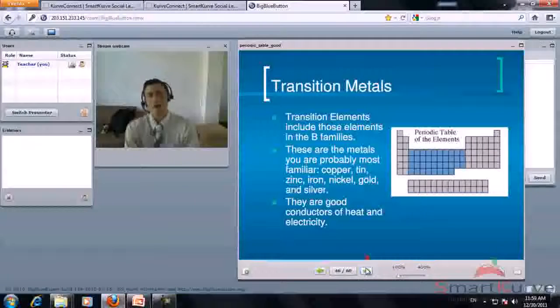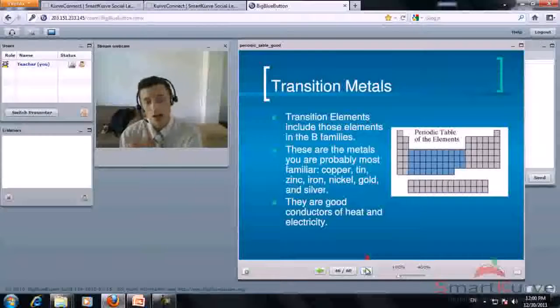Let's move on. Transition elements include elements in the B families. These are the metals you are probably most familiar with: copper, tin, zinc, iron, nickel, gold, silver. They are good conductors of heat and electricity. A lot of these transition metals have one or two valence electrons, and they form compounds very easily with elements like oxygen.